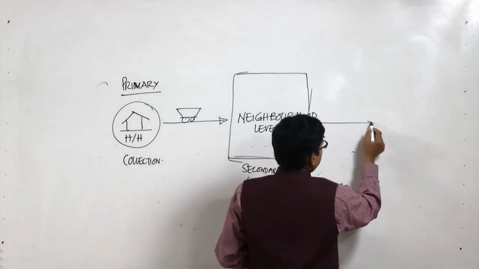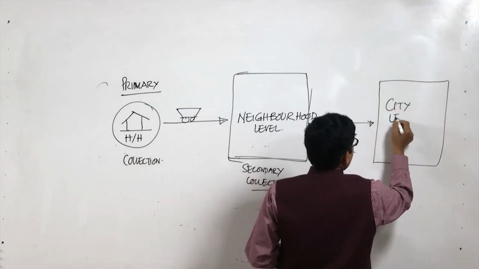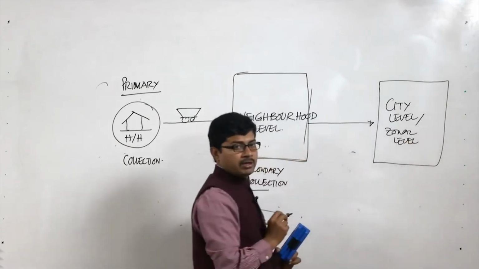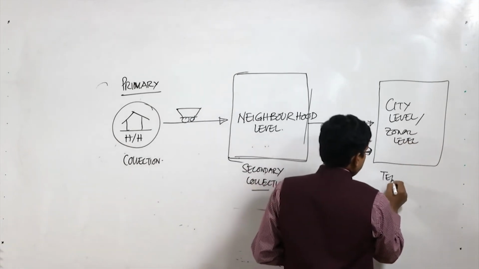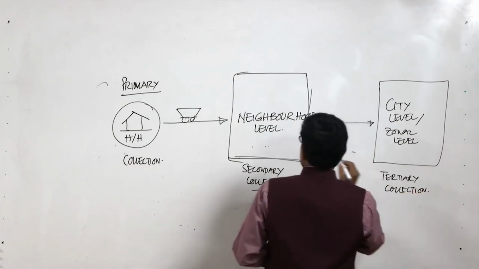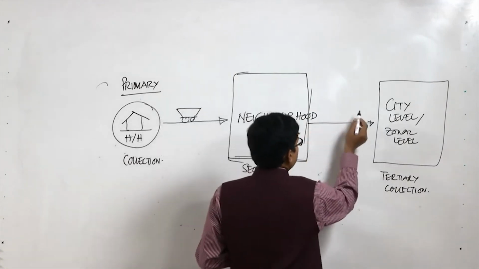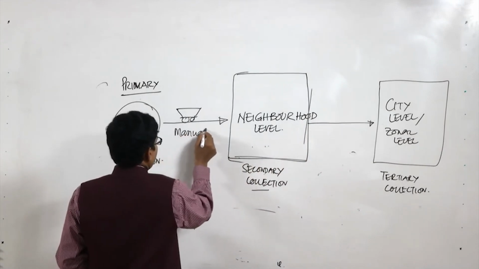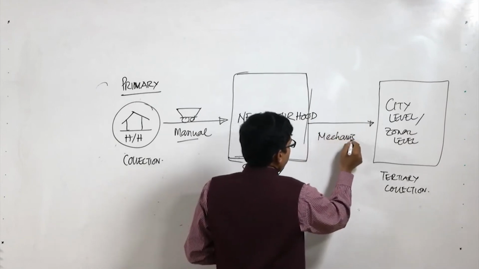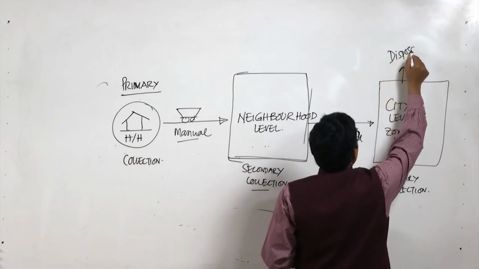And after that it will be transported to a designated area in the city, where at the city level or zonal level, large areas will be reserved, which we call the tertiary collection. From secondary to tertiary, since it involves a large amount of garbage, it is not manual. It can be manual definitely, but it is usually done by mechanized mode. And after this we go for disposal and treatment.